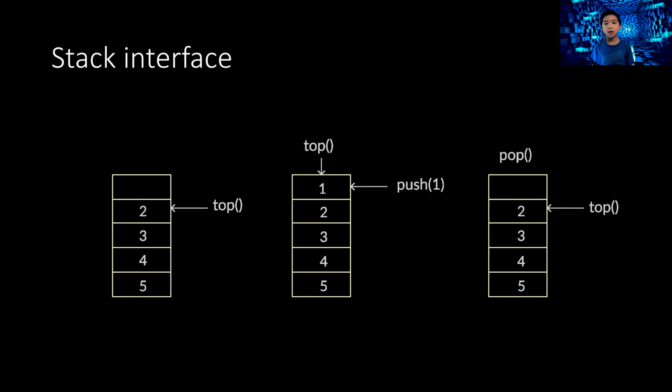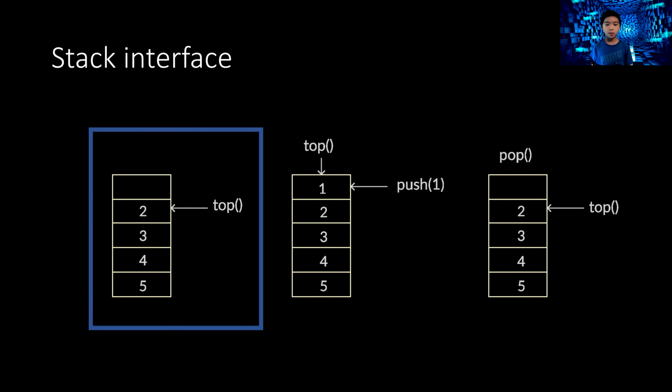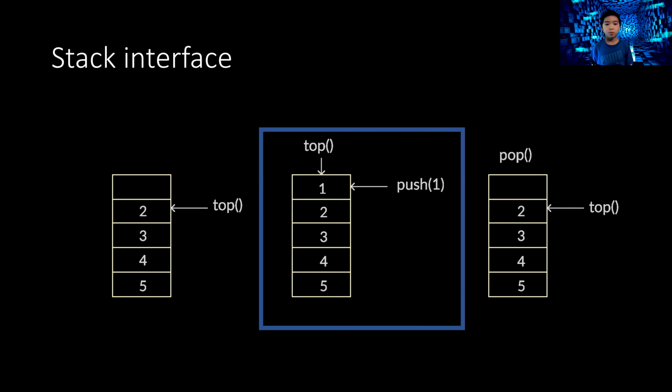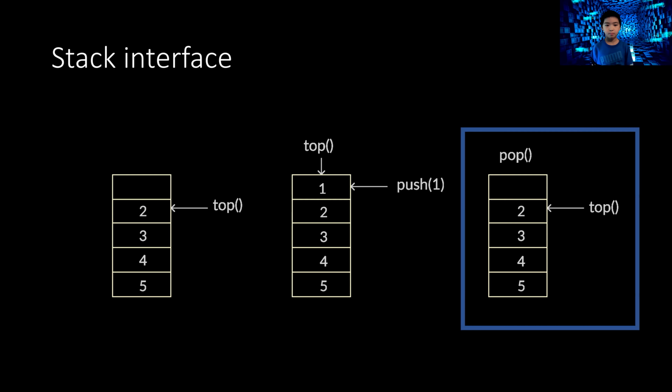Let's use an example to demonstrate how stacks work. First, we use the top function to get the element at the top of the stack. In this example, top returns the element 2. Then we push the number 1 to the top of the stack. If we call the top function again, we will get the element 1. Next, we use the pop function to remove the element from the top of the stack. If we call the top function again now, it will return the element 2, since 2 is now sitting at the top of the stack.